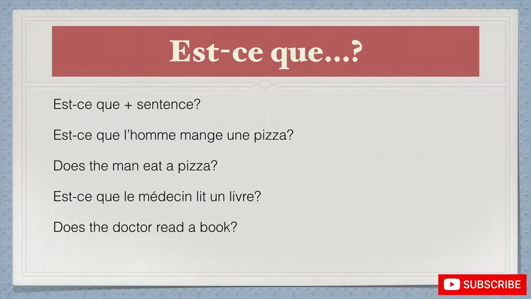So for example, in the sentence l'homme mange une pizza, so the man eats a pizza, if we add est-ce que to the front, then it becomes does the man eat a pizza? So est-ce que l'homme mange une pizza? Does the man eat a pizza? Which comes from l'homme mange une pizza, which is just a regular sentence. Est-ce que le médecin lit un livre? Does the doctor read a book?